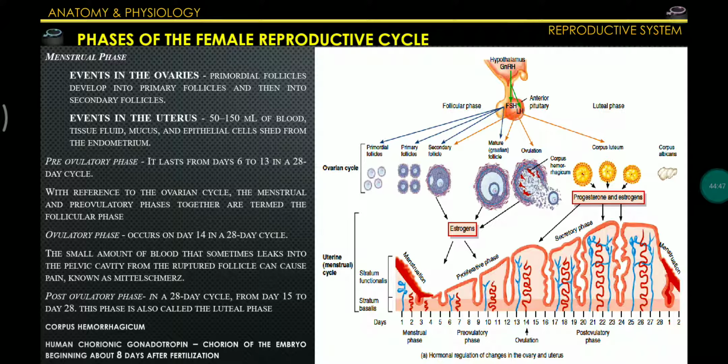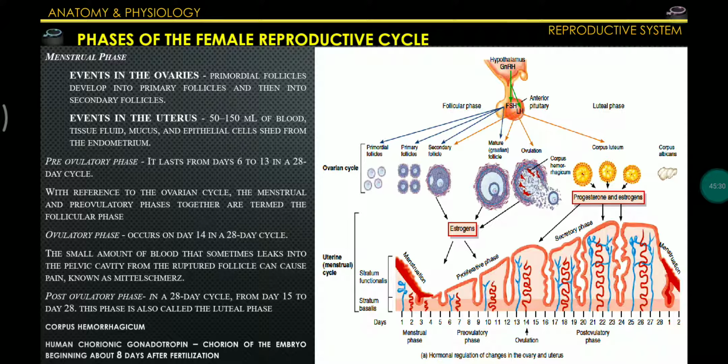In the menstrual phase, the event that occurs in the ovaries is that primordial follicles develop into primary follicles by the action of FSH and then into secondary follicles. Whereas in the uterus, 50 to 150 ml of blood, tissue fluid and mucus will be shed by the destruction of the endothelium. Then the pre-ovulatory phase: in the ovary it is called the follicular phase, and in the uterus it is called the proliferative phase. Both together are called the pre-ovulatory phase.